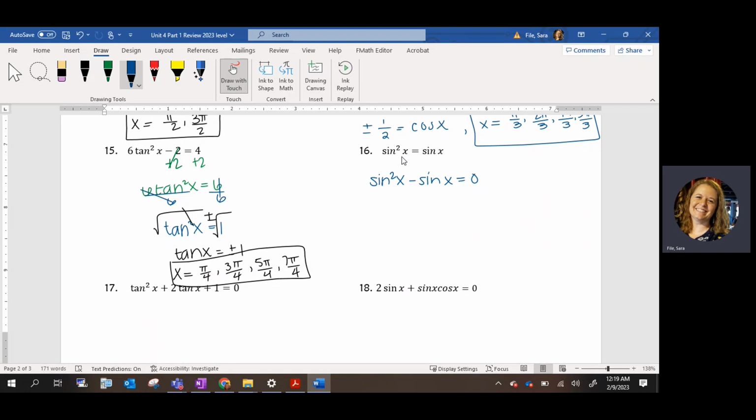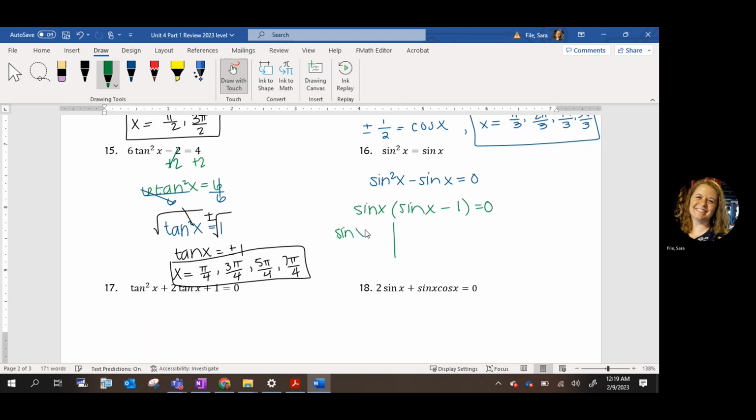I can't combine these because one is squared, one is not. But now I have a GCF, greatest common factor. Sine of x is in both of those. So when I divide that out, I'm left with a single sine of x times sine of x minus, and then an understood 1. So then I'm ready to split and solve. On the left side, the sine of x is already isolated, but over here I need to add that 1 to the other side.